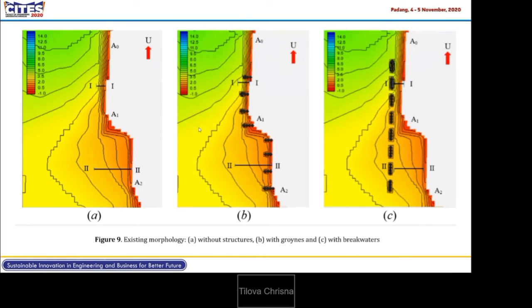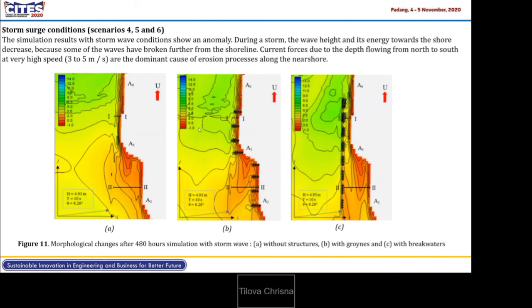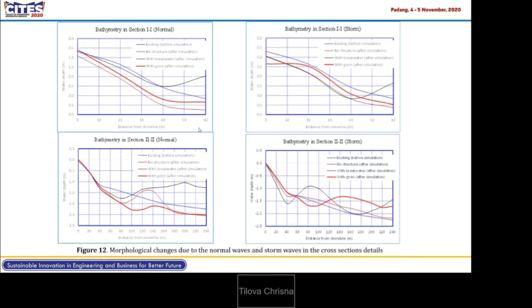Figure 9 is the existing morphology: A. Condition without structure, B. With addition of groynes, and C. With addition of breakwaters. Figure 10 is the morphological change after 20 days of simulation with normal wave condition. Figure 11 is the morphological change after 20 days of simulation with stormy wave condition. We will identify the more effective shore structures by the resulting bathymetry.